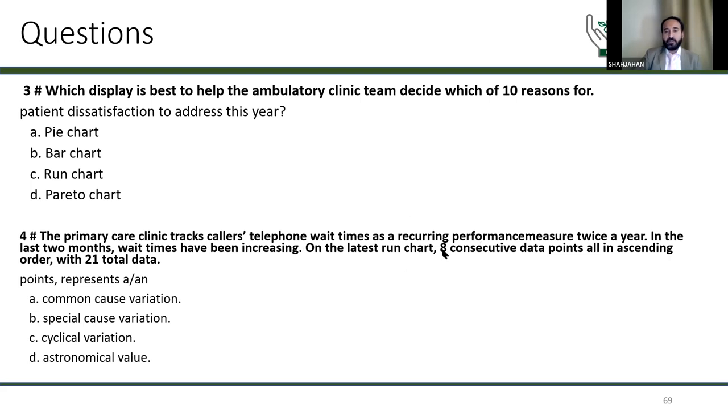So the question asks about this trend: what does it mean, that 8 points are ascending in the chart? What is the correct answer: common cause variation, special cause variation, cyclic variation, or astronomical value? We have a chart, and on the chart, 8 points are ascending. As we discussed before, what does it mean if points are increasing up and decreasing down? Okay, Saad, Salman, A, any other person? Sundas, A, common cause variation, okay. Anyone else want to comment?